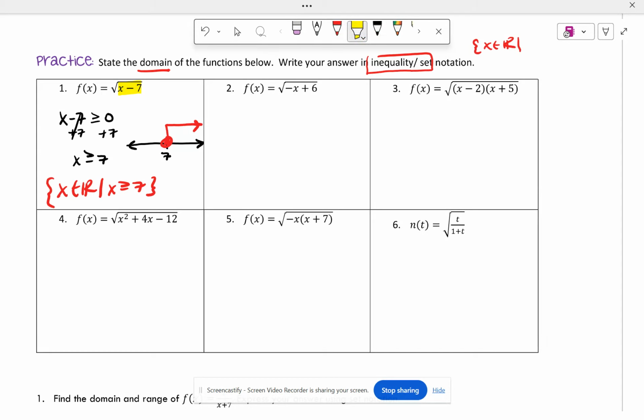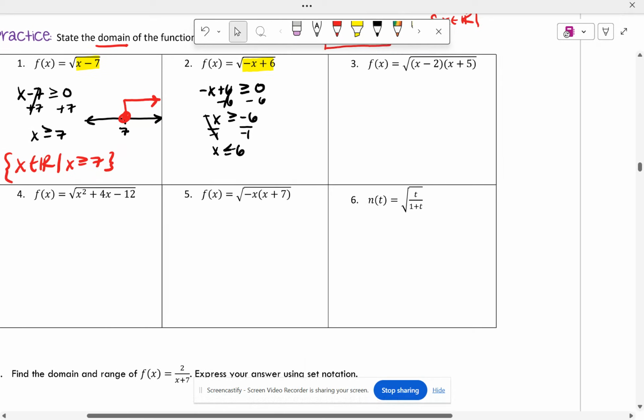Question 2, I take whatever is under the square root symbol, I isolate it, and I figure out the inequality that would make the piece under the radical greater than or equal to 0. So I am going to solve, well actually there's 2 ways you could do this. If you wanted to do it this way, you would get negative x is greater than or equal to negative 6. If you always like keeping the x on the left, when you divide both sides by a negative 1, the inequality symbol would flip.